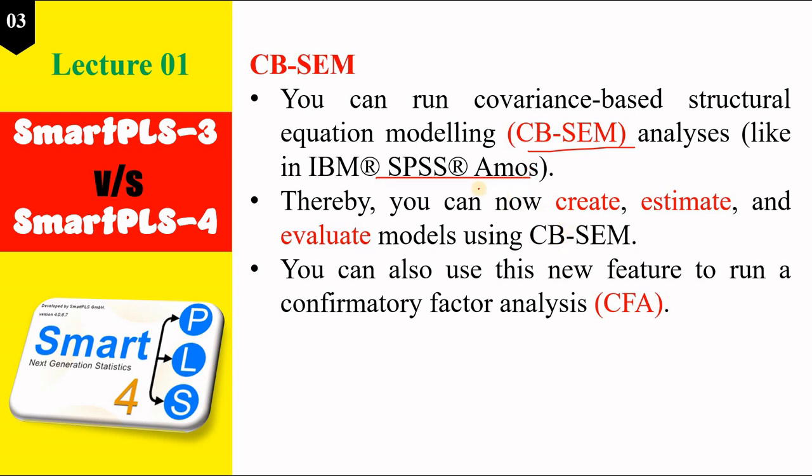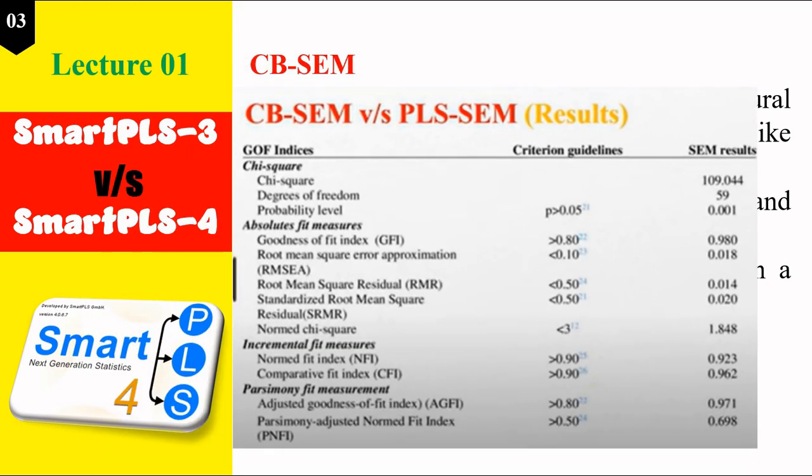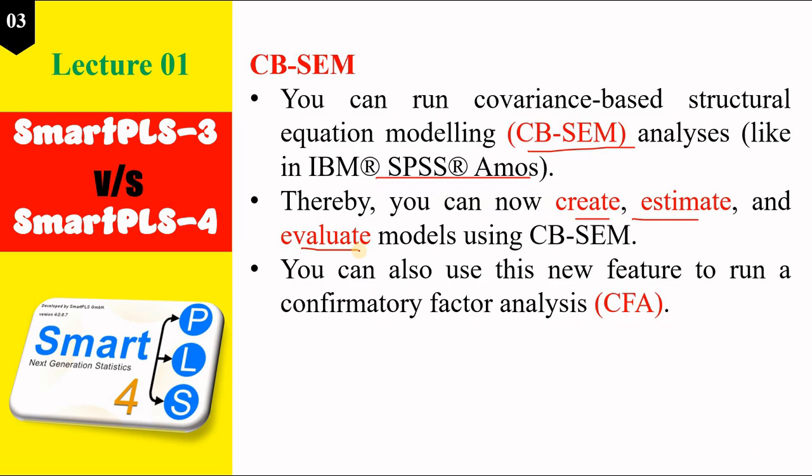So it is like AMOS. Now whatever work we were doing in AMOS, we can do the same work in SmartPLS-4 by using the CB-SEM option or technique. In this one, you can create the model, you can estimate the model, and you can also evaluate the model. In order to evaluate the model, we need the different goodness of fit indices. All these goodness of fit indices are also available in SmartPLS-4, like AGFI, GFI, TLI, NFI, RMSEA. All these options are available in this feature in SmartPLS-4.